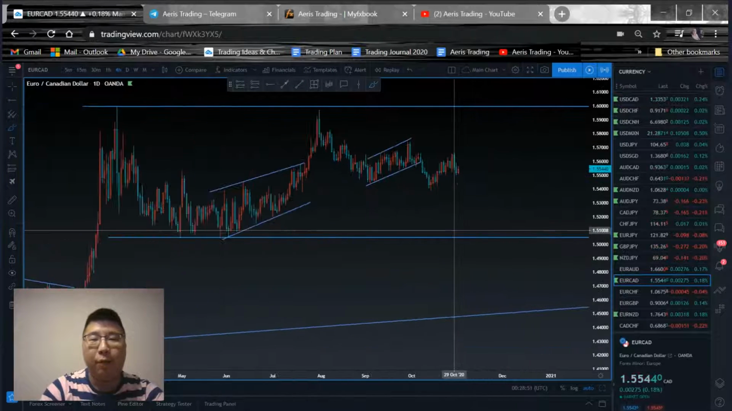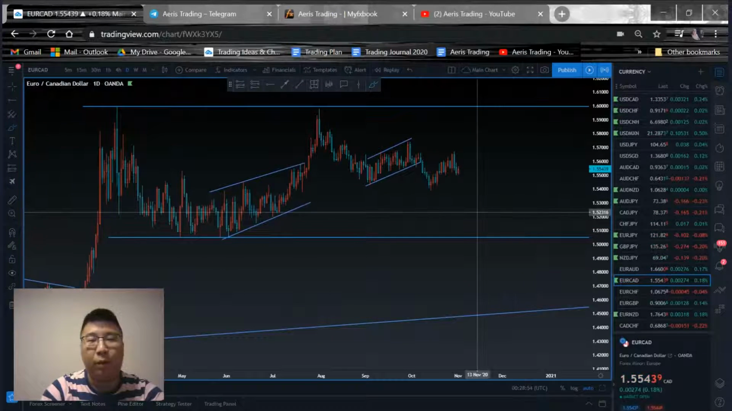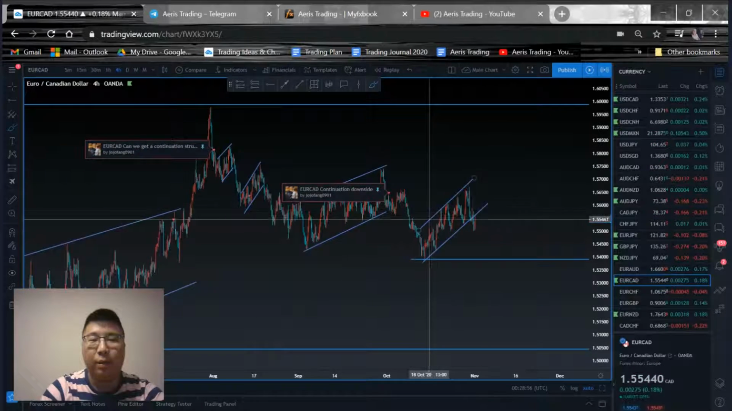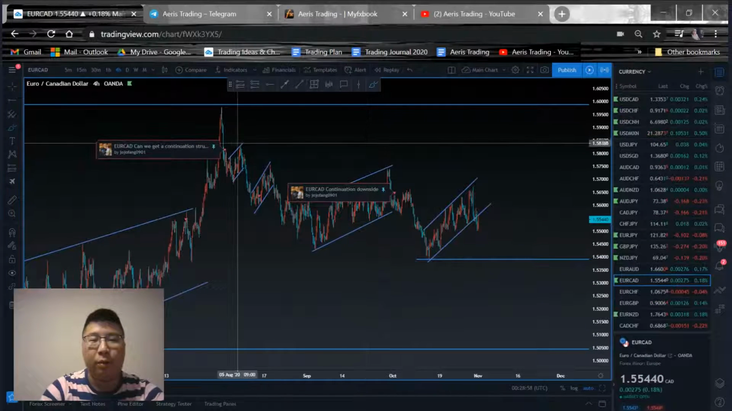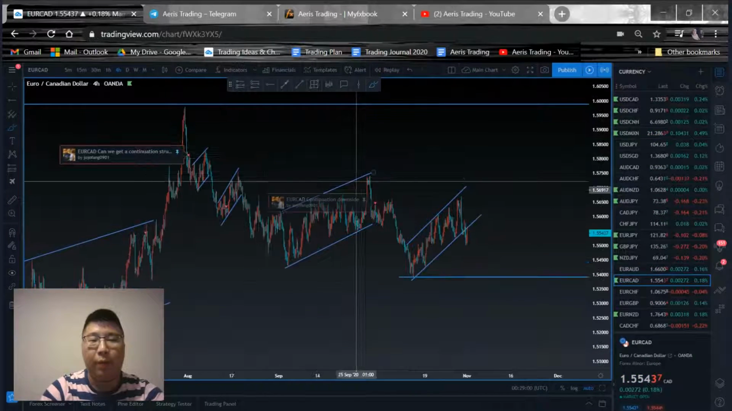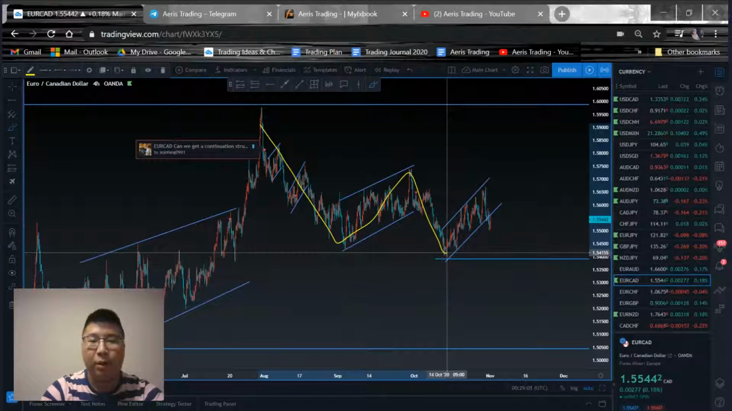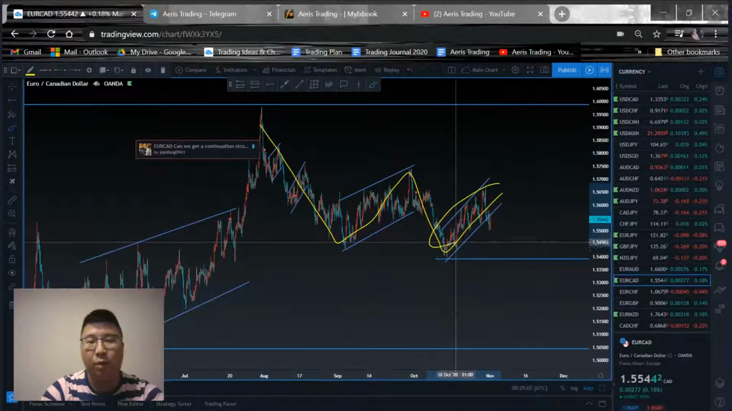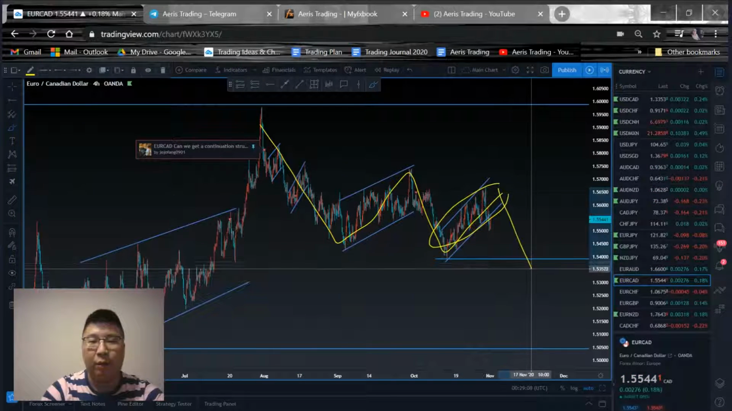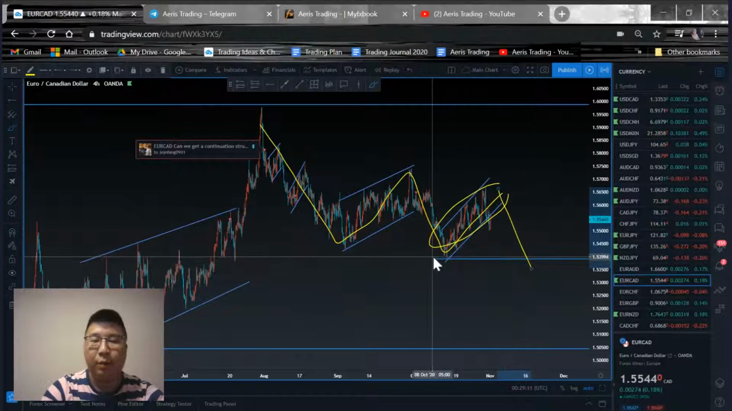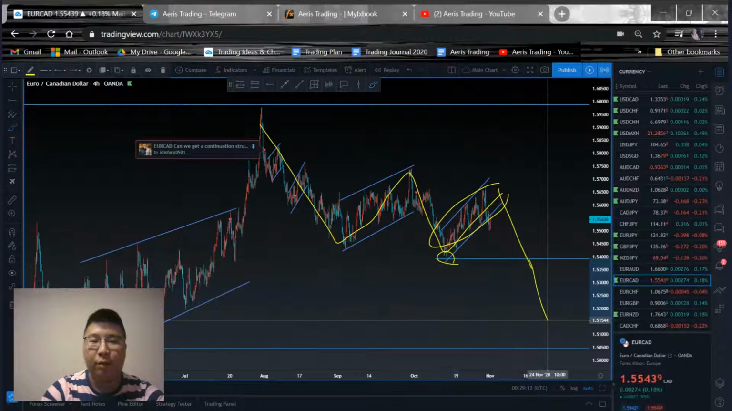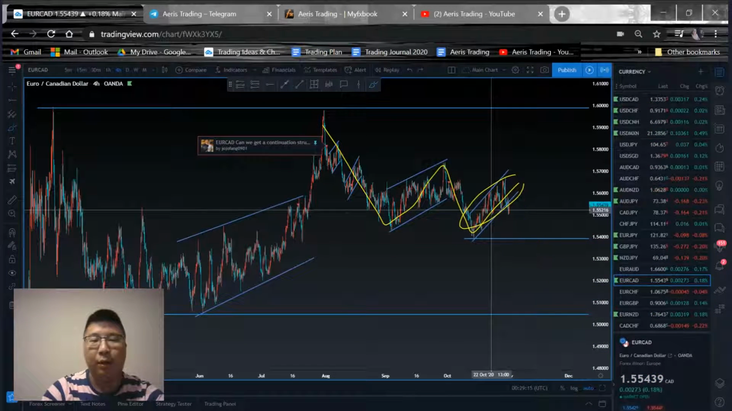Okay, EuroCAD falls into my weekly watch this week because I like the overall structure and the overall price action. I do see this is a big impulse, correction, impulse, and we're just getting more of a parallel ascending channel structure and looking for the next impulsive move. If we can break this previous low, then continuation to the downside is very likely.